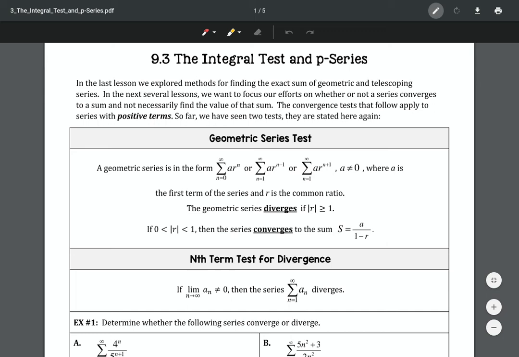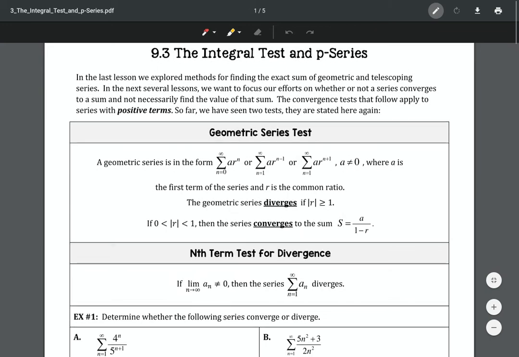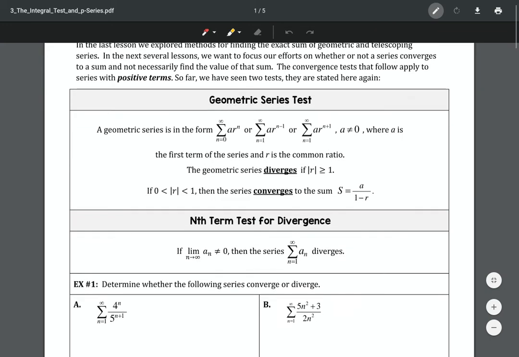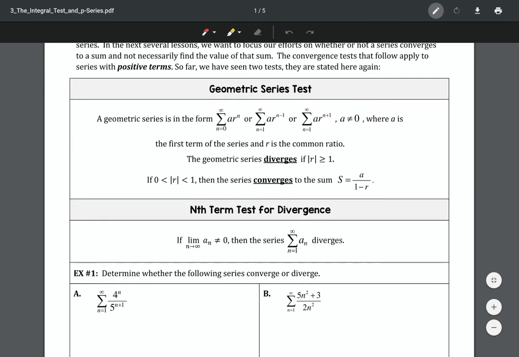All right, so now we're going to talk about the integral test and the p-series. So we have this geometric series test that we had from last time. So we know if r, which is this ratio right here, is greater than or equal to 1, then it's going to diverge. Where if the absolute value of that ratio is between 0 and 1, then you can find the sum using this formula, where this is a1.